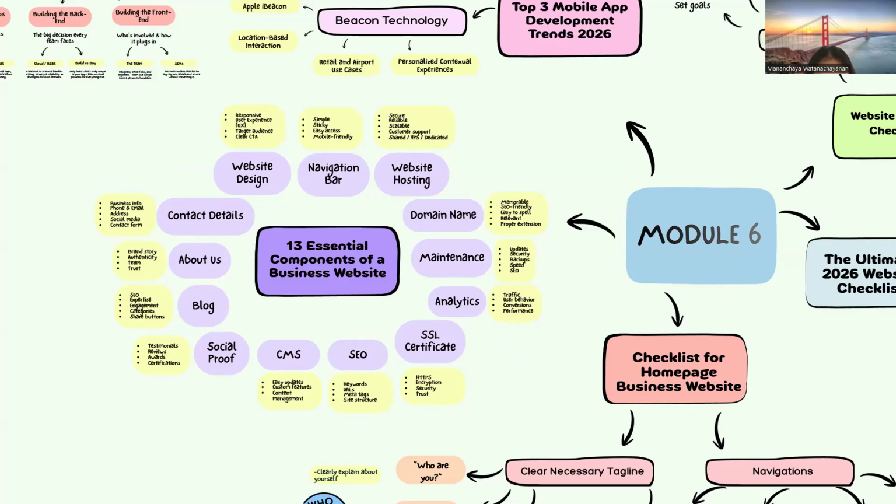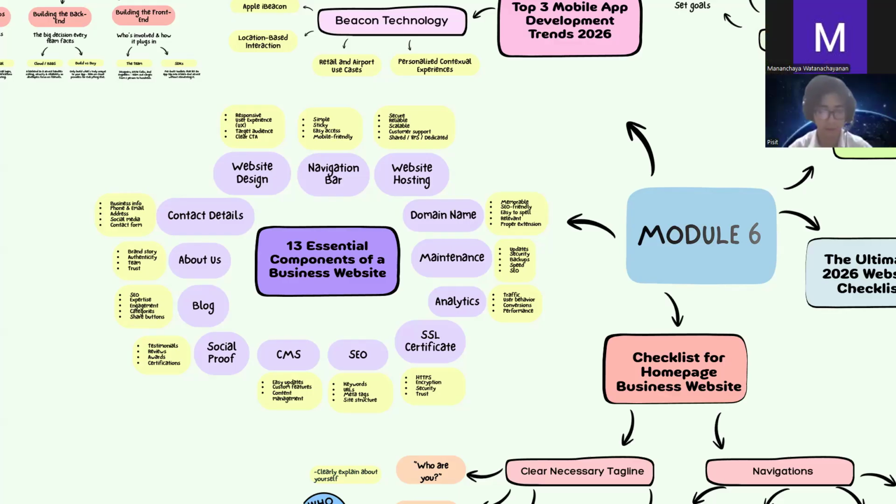Next, analytics integration and conversion tracking. Analytics tools help businesses monitor website traffic, understand visitor behavior, and measure conversions. These insights support data-driven improvement of website performance. And the last one, website maintenance. Website maintenance includes updating content, improving security, fixing technical issues, and monitoring performance to keep the website secure, functional, and effective over time.